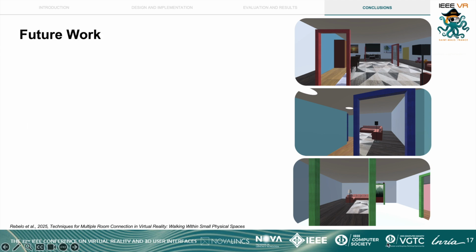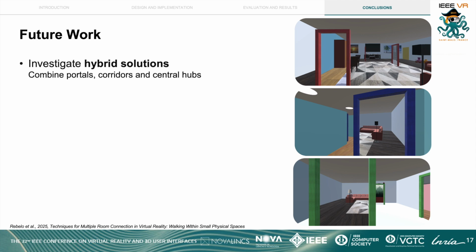In our future work, we aim to explore three key areas to further improve VR navigation in small spaces. First, we want to investigate hybrid solutions by combining portals, corridors, and central hubs. While each technique has its own advantages, a hybrid approach could allow for more seamless and adaptable navigation.